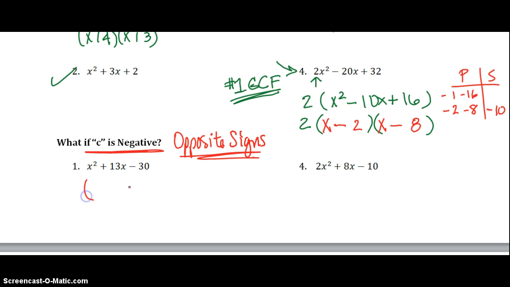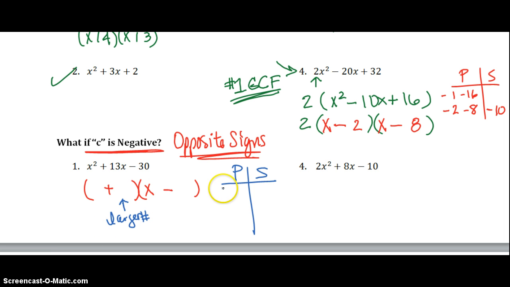Opposite signs. That means when I factor, by the way, there's no greatest common factor, I'm going to have 2 different signs in my parentheses. So now it's still product sum, and when we multiply a positive times a negative, we'll get a negative. But the tricky part on the sum is when you add opposite signs, you always subtract and keep the sign of the larger.